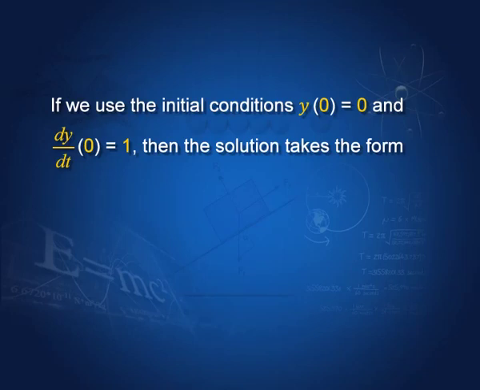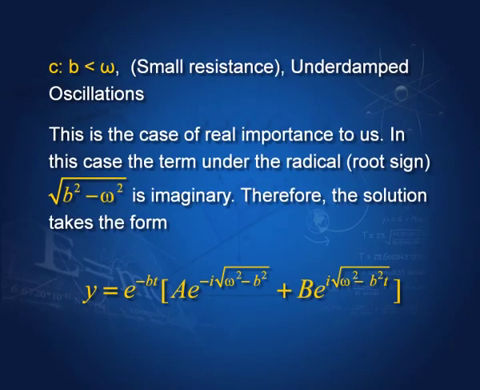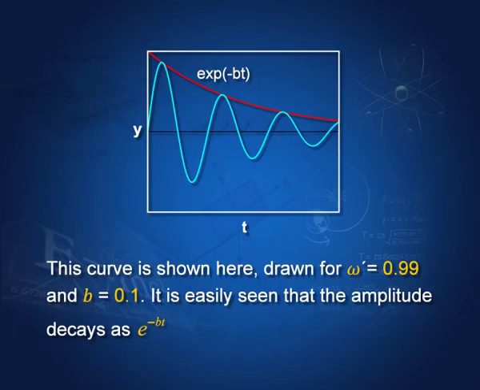And the solution, if we use these initial conditions, y at time t equal to 0 is 0 and dy by dt at time t equal to 0 is 1, we can write as y equal to e to the power minus bt sin omega dash t divided by omega dash. What is omega dash? Omega dash is this term, the square root of omega squared minus b squared. So you see that the frequency of oscillation has also been affected by damping, although to a very small extent. It is now slightly less. Not only does the amplitude decay, the frequency also becomes slightly smaller when frictional forces are introduced in the equation of oscillation.